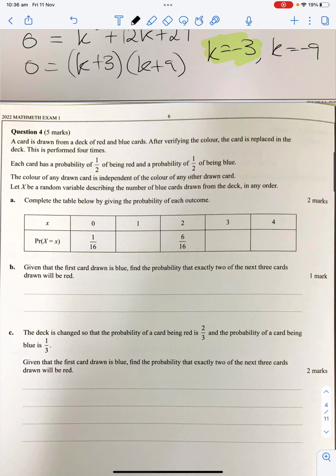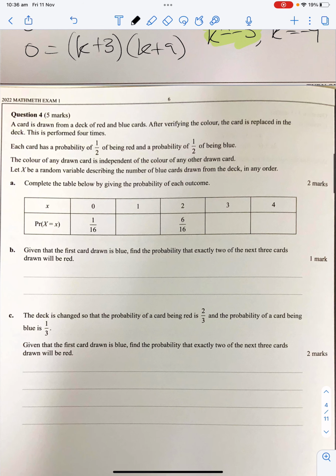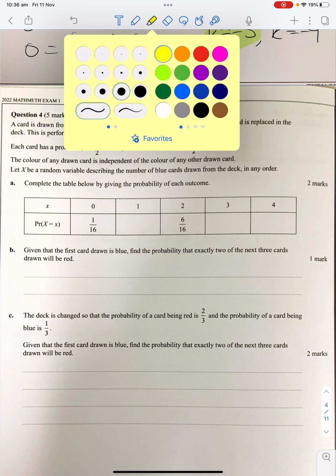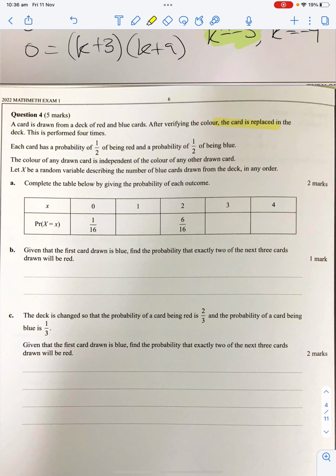A card is drawn from a deck of red and blue cards. After verifying each colour, the card is replaced. Very important, we identify there that the card is replaced. And this is performed 4 times. Each card has a probability of half being red, half being blue. The colour of any drawn card is independent of any other card, okay? Let X be the random variable, the number of blue cards in the deck.